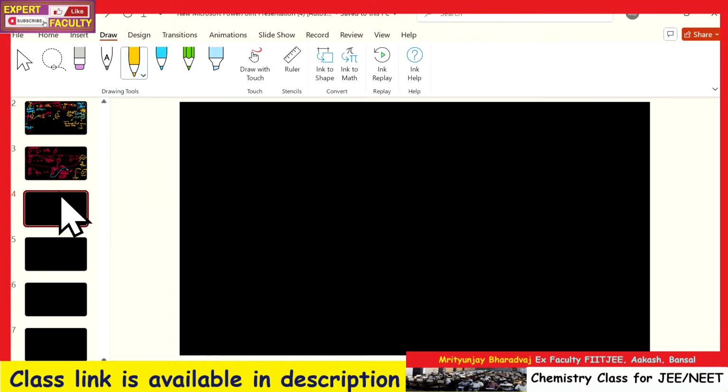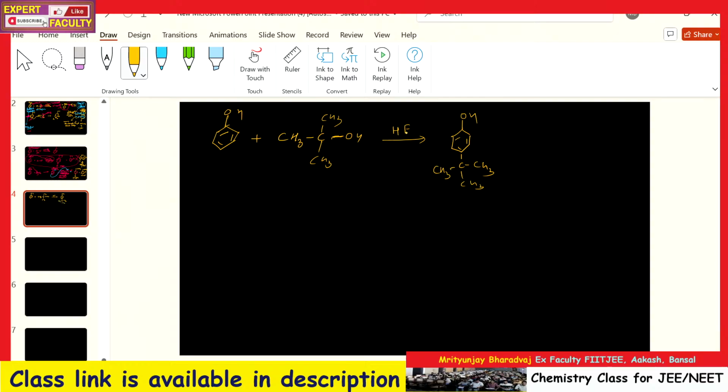Okay, then we have another reaction. For alkylation of phenol, the preferred method for the alkylation is taking the alcohol, and this alcohol is treated with what? HF, and it gives alkyl substituted phenol. So what is the role of HF?